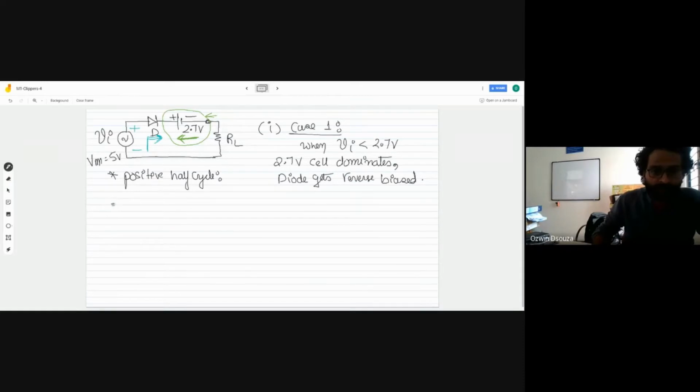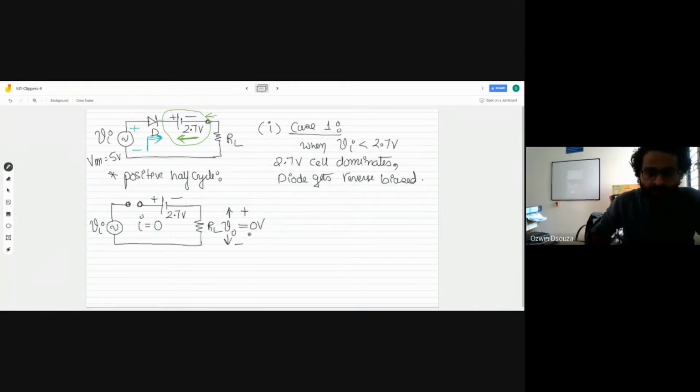And the equivalent circuit looks something like this. There will be an open circuit equivalent in place of the diode. Then comes the effective cell voltage, 2.7, resistor, and the source. And this is where you are going to measure your output voltage, minus plus. So your loop current is 0 in this case, right? When your current is 0, you will get the voltage as 0 volt. So for case 1, when your input is less than 2.7 volt, the output is 0.